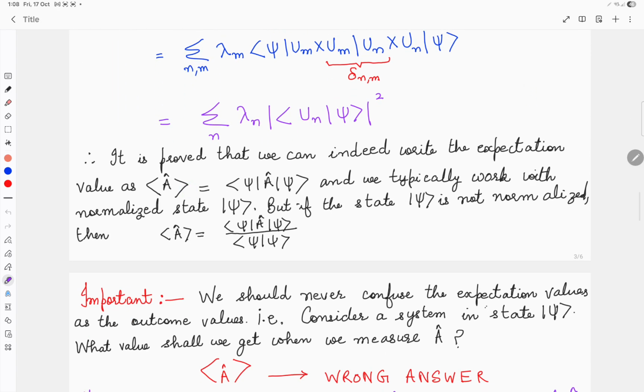Now it is proved that we can indeed write the expectation value as this term. I have explained this, and we typically work with normalized states. Since we typically work with normalized states, we will have to do the normalization, and that normalization will be done by the norm, and the norm will be obtained by taking the inner product of psi with itself.